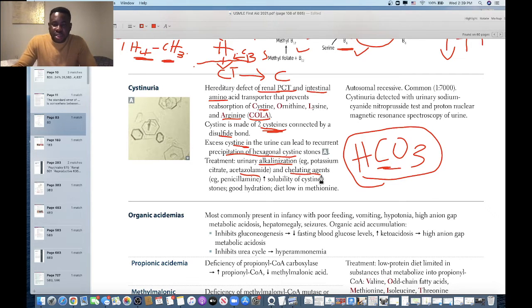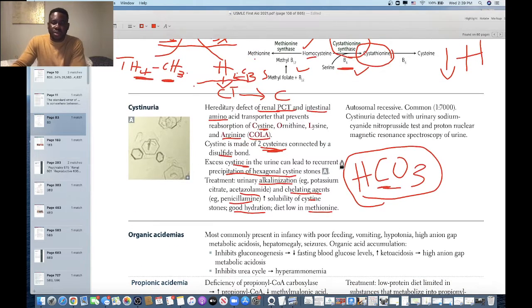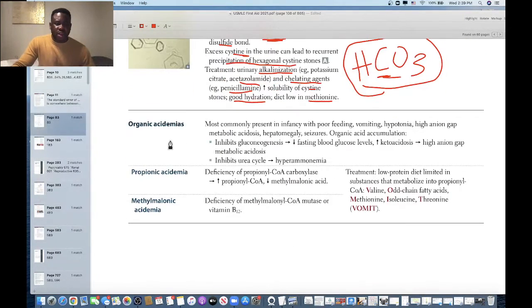Okay, chelating substances like penicillamine increase the solubility of cysteine stones. So penicillamine will help to dissolve the stones, and good hydration, give them a lot of water. Usually the answer is good hydration, and a diet low in methionine, because we can use methionine to make cysteine, as we saw up there. Okay, it's autosomal recessive.